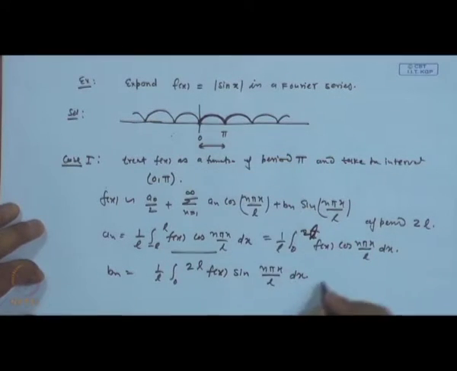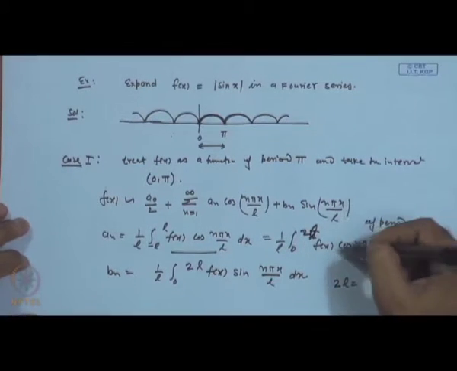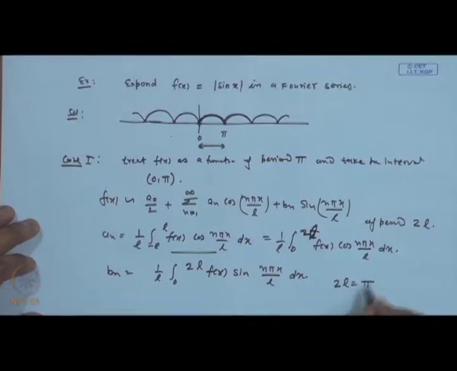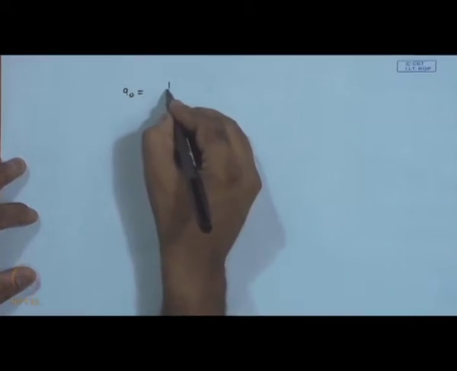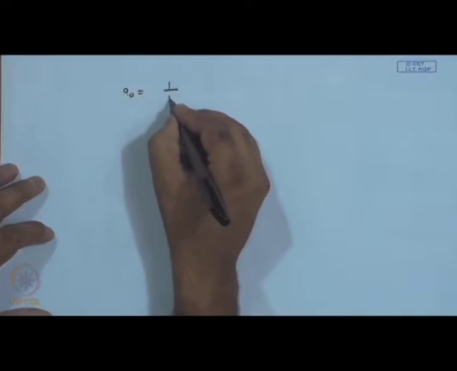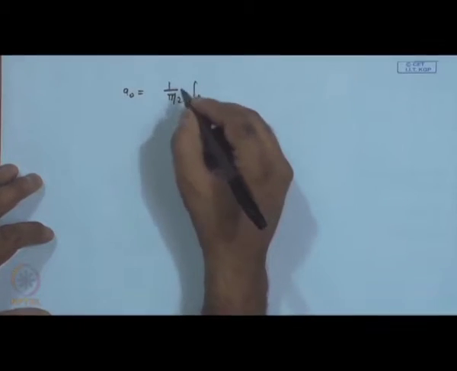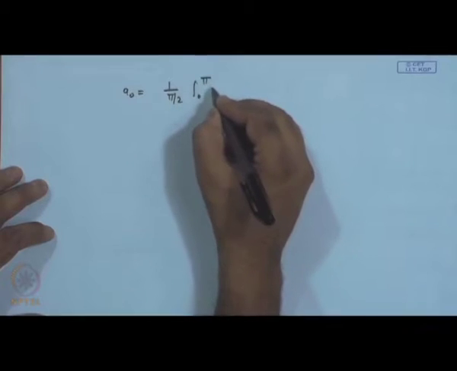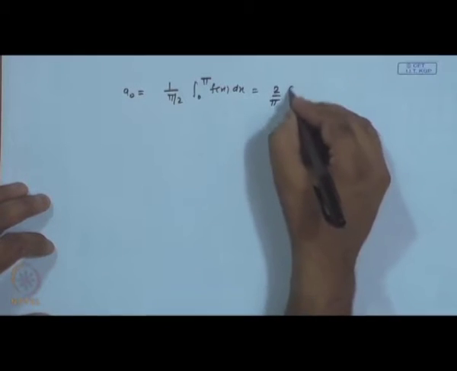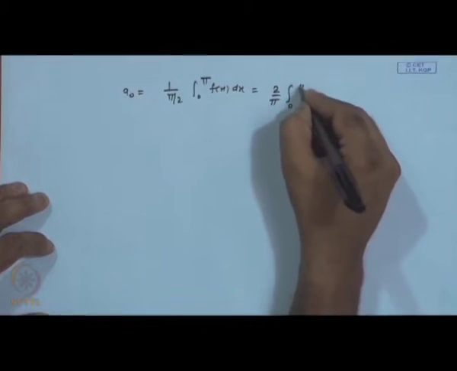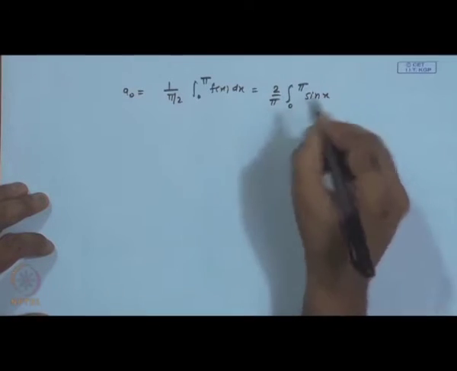In the case we are considering now, the period 2L is pi, so basically L is pi by 2. Now we calculate a0 first. This a0 will be 1 over L, where L is pi by 2, so 2 over pi, times the integral from 0 to 2L, that means pi, of f(x) dx. So we have 2 over pi, integral from 0 to pi, and f(x) is sin x.